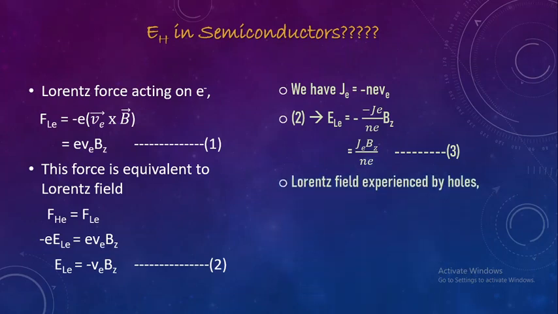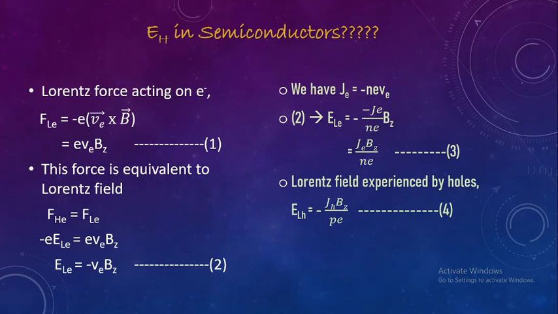Similarly, we can write the Lorentz field experienced by holes, which will again be in the y direction: E_LH equals minus J_h B_z divided by p e, where p is the concentration of holes within the semiconductor. So again we need to remember that both the values from 3 and 4 have opposite signs, based on the charge of the carrier.